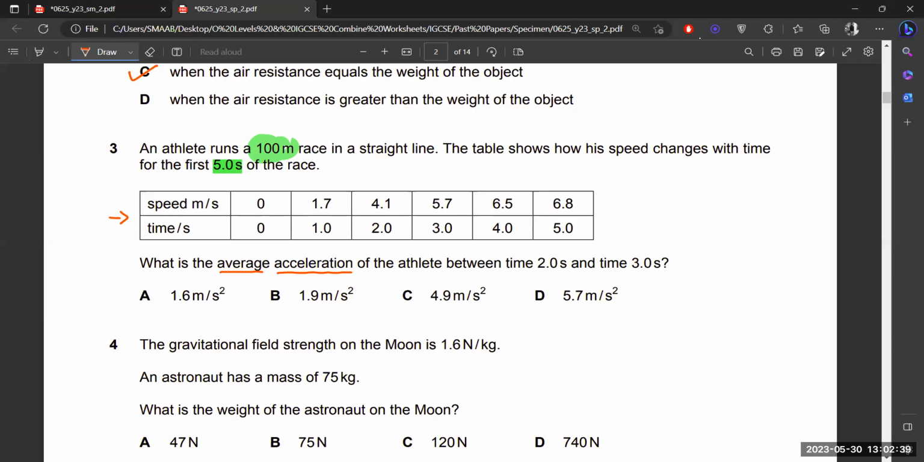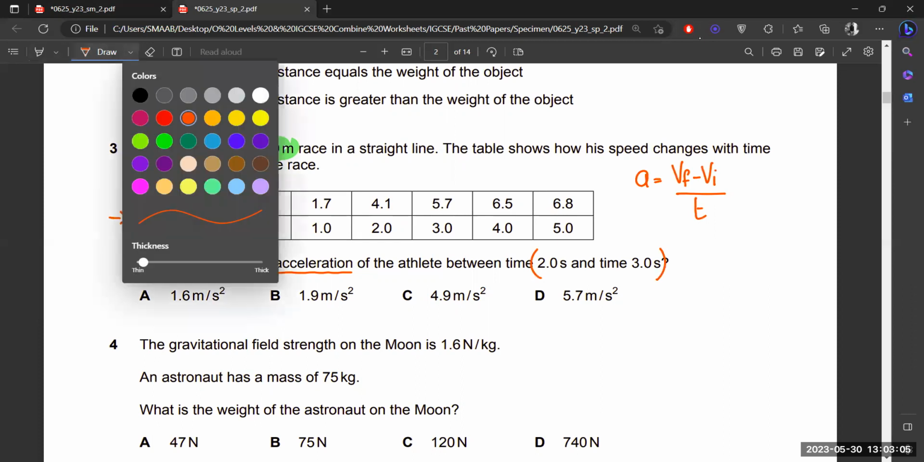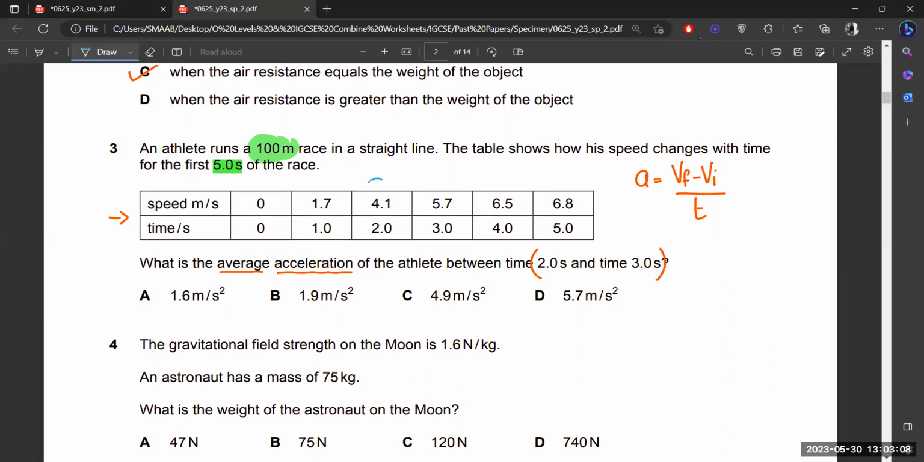I always tell you that first of all, you need to memorize all the formulas or the links related to the scientific quantity which they are talking about in the question. So if we talk about acceleration, acceleration is equal to, and they are talking about the average acceleration, it means final velocity minus initial velocity divided by time. Between 2 seconds and 3 seconds. So 2 seconds, 3 seconds means we only need to talk about this specific range. They are only talking about this specific part of the table.